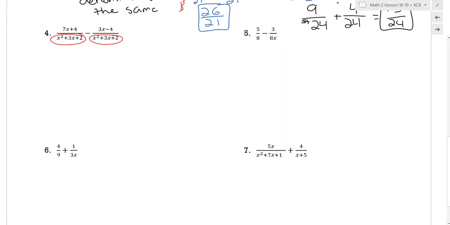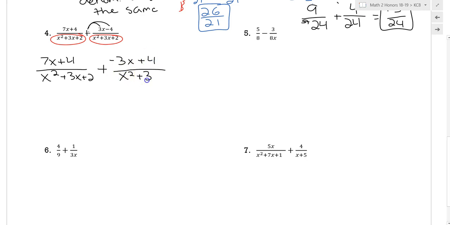However, with these, we want to make them an addition problem. So I'm going to do 7x + 4 over x² + 3x + 2, and distribute that negative. So now it's negative 3x plus 4. So I have 7x minus 3x is 4x. 4 plus 4 is 8.